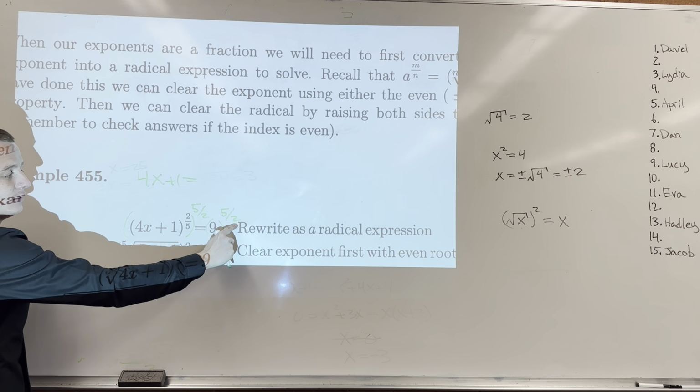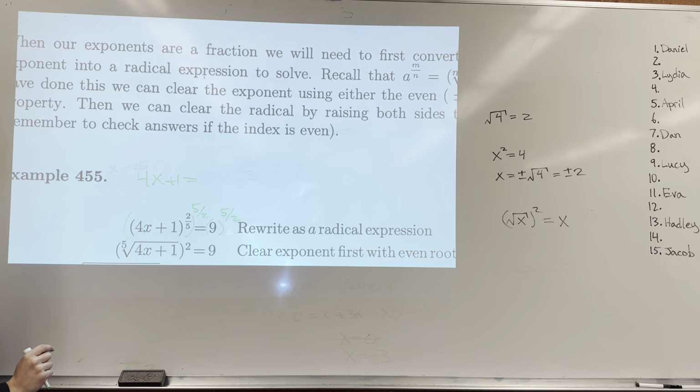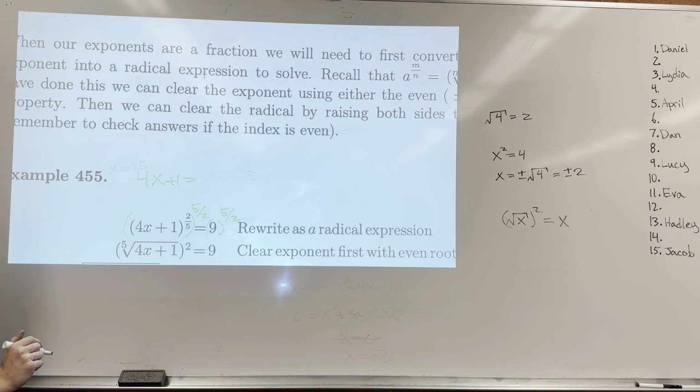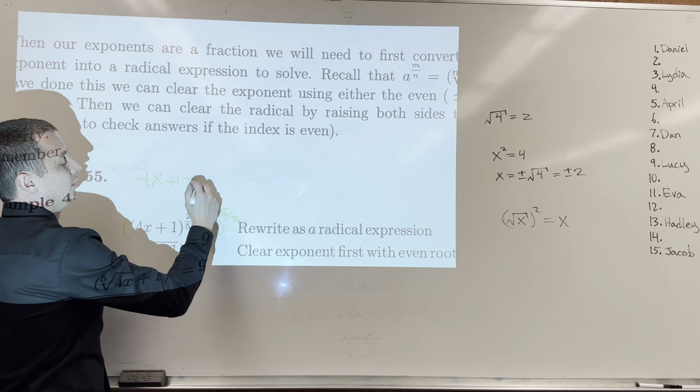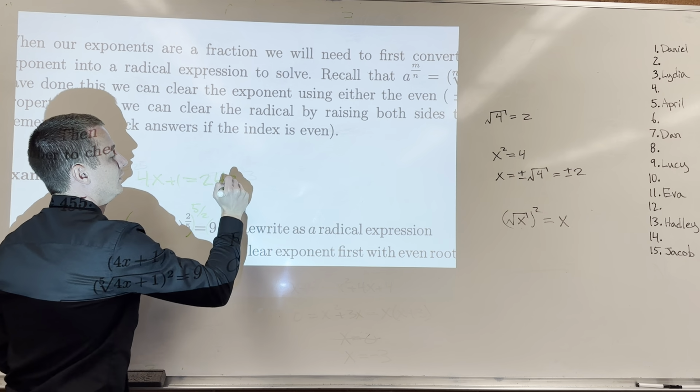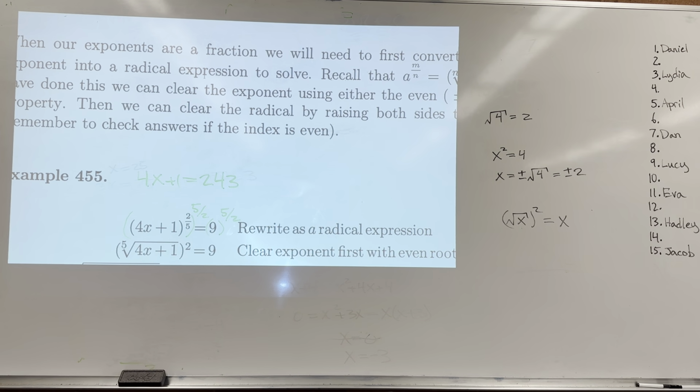We can raise it to the 5th, then take its square root, or we can take its square root, then raise it to the 5th. I'm going to take its square root first. What's the square root of 9? 3. 3 to the power of 5 is... Impress me. 3 to the power of 5 is? 15. No, we're doing 3 times 3 times 3 times 3 times 3. 5 times. What's 3 to the power of 4? 81. Okay, so 81 times 3 is? 243. 80 times 3 is 240. So 81 times 3, 243.